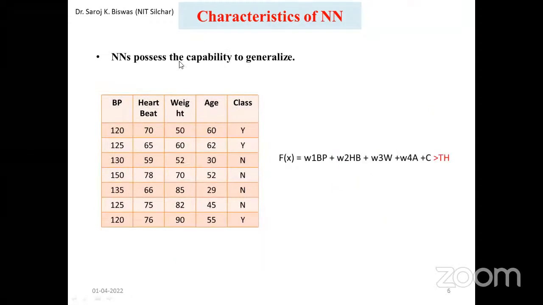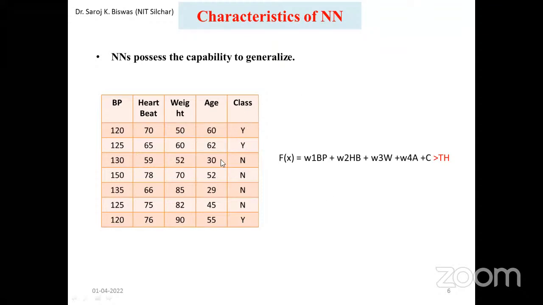Another characteristic: neural networks possess the capacity to generalize. What is the meaning of that? We can have a large database here, with thousands and thousands of data. During training, this data can be used, and from this data we can find some kind of generalized knowledge. These are the weights, right?